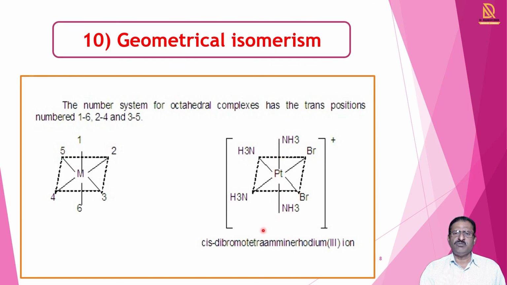And so when we give the name, we write cis before the name, then a dash. And again, the name is written the same way: negatively charged ligand first, then neutral ligand, after that positive ligand, and the name of the metal, and its oxidation number in small brackets. Now here two bromo ligands are present, so cis-dibromotetraamine platinum plus 3 ion.